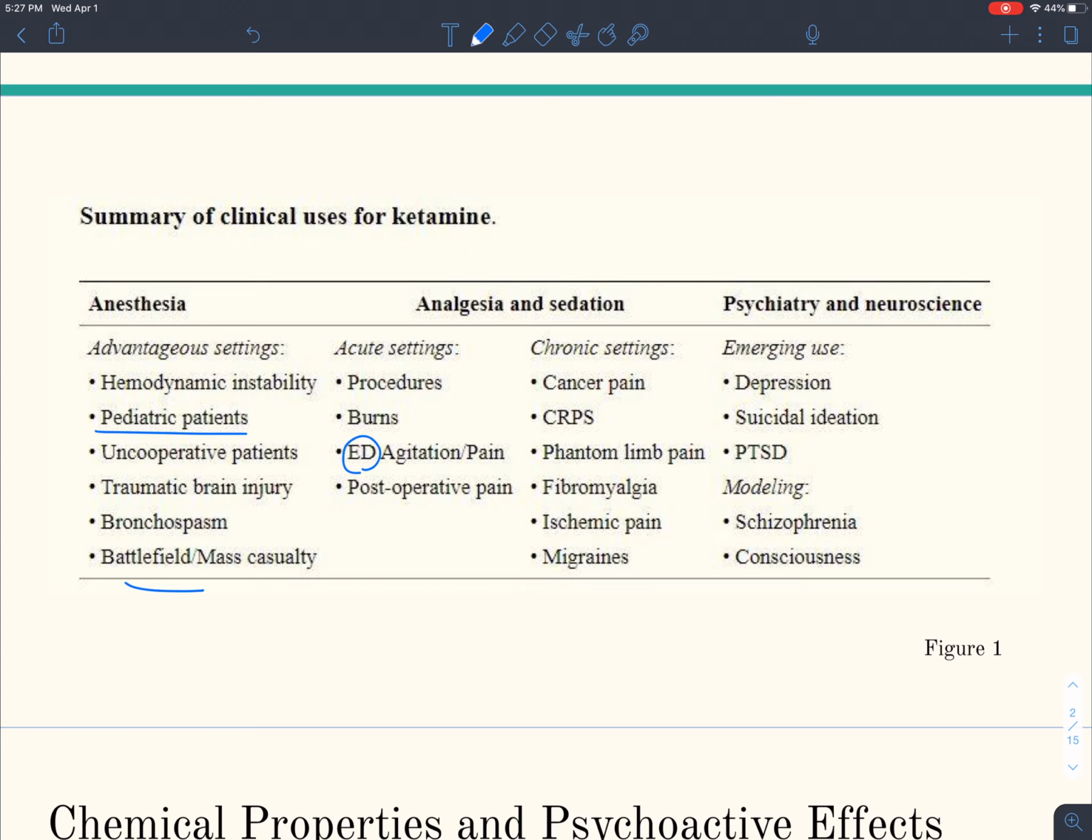It is also especially useful in these population subsets because it does not depress respiration as opposed to other anesthetics. And you can also see that it has a wide variety of uses for pain management. And then also here's the psychiatry and neuroscience section with depression, suicidal ideation, and PTSD. And finally, it was used in modeling schizophrenia for a while until they realized that just because something can give you the same set of symptoms doesn't necessarily mean it has the same mode of action.